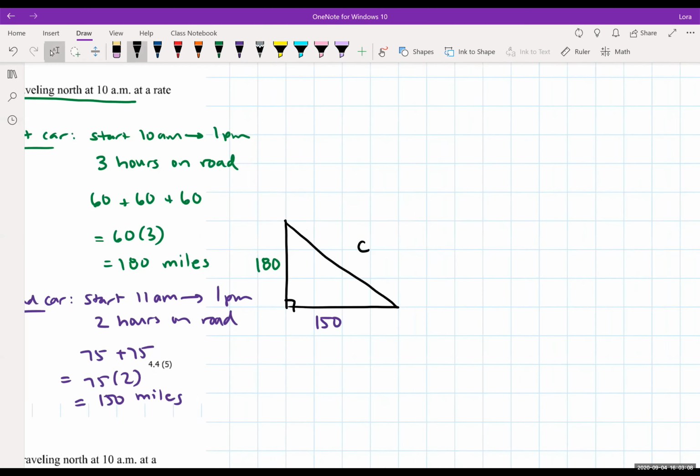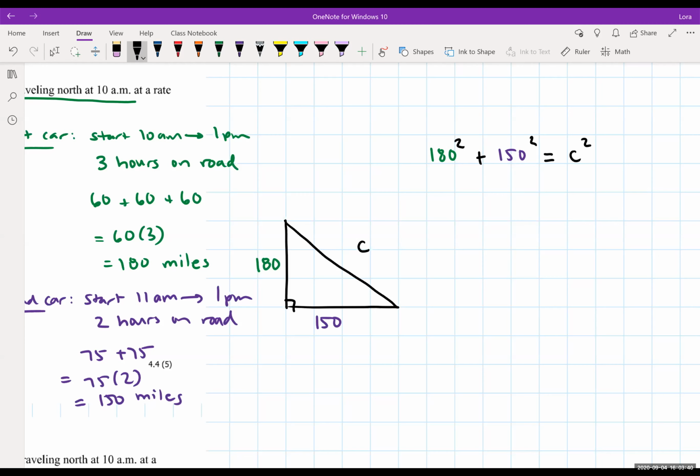So now we can go with the fact that we have 180 squared plus 150 squared equals our hypotenuse squared, our C squared. That's the distance they are apart. If you wanted to name it D for distance, that would have been a better move. Hindsight, oh well. Well, now it's not too crazy of an equation to deal with.